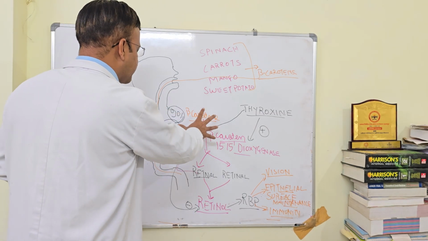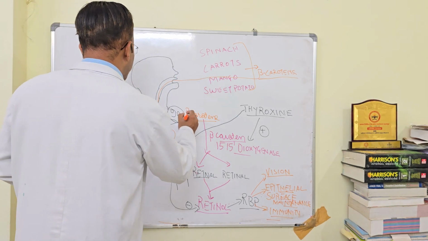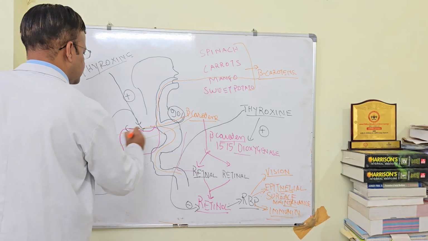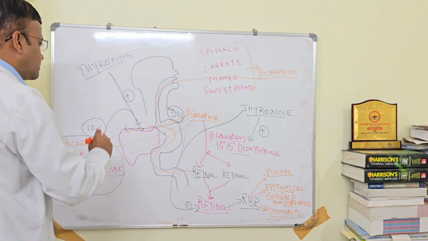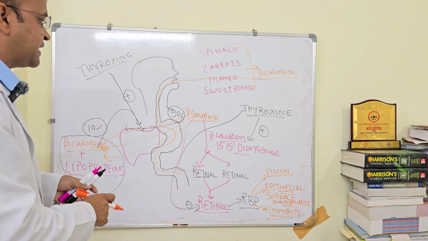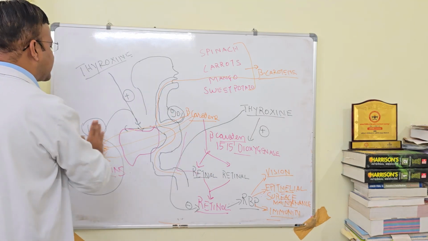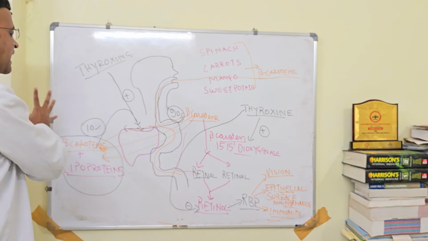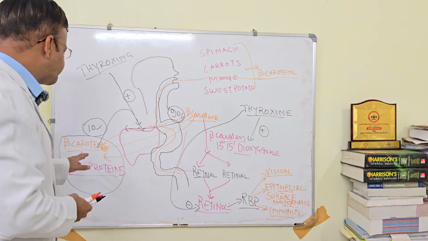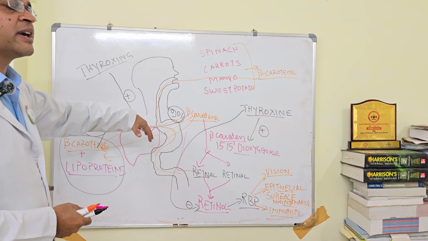So the extra, because this chain has slowed down, you will have a lot more beta carotene passing as pure beta carotene into the blood, right? Now, thyroxine was stimulating the uptake also, right?